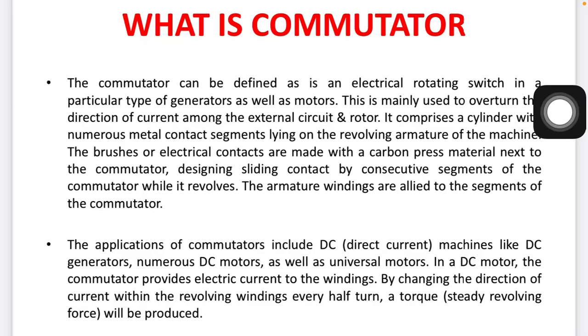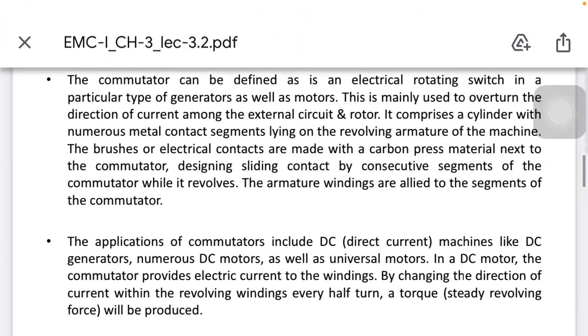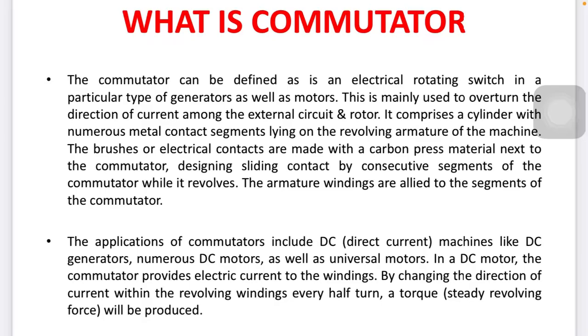The brushes make sliding contact with the consecutive segments of the commutator while it is rotating. The armature windings are connected to the segments of the commutator. Last point, the applications of the commutator include DC machines like the DC generator and numerous DC motors, as well as the universal motor. In the DC motor, the commutator provides the electric current to the winding, so by changing the direction of the current in the revolving winding every half turn, the torque is produced.